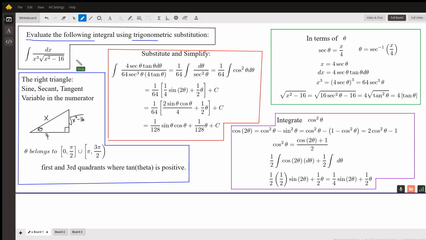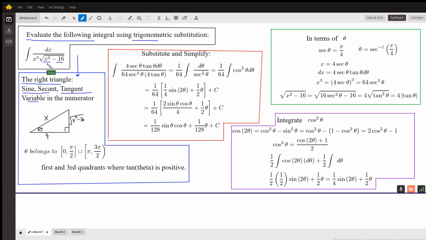When you use trigonometric substitution, I suggest going right away to the right triangle when you see something like this: x squared minus 16, or 16 minus x squared, or x squared plus 16. And the idea is to get rid of that radical. So when you draw the right triangle, you're going to use sine, secant, or tangent. We avoid cosecant and secant. And we want the variable to end up in the numerator.